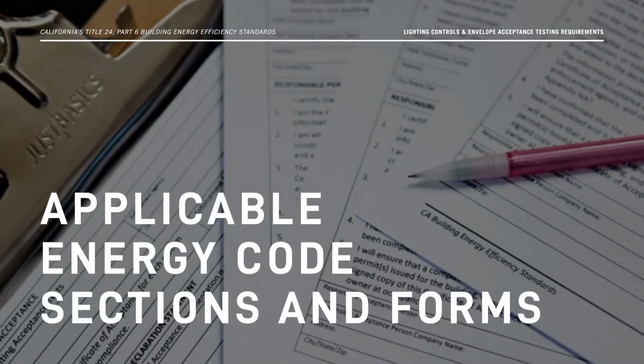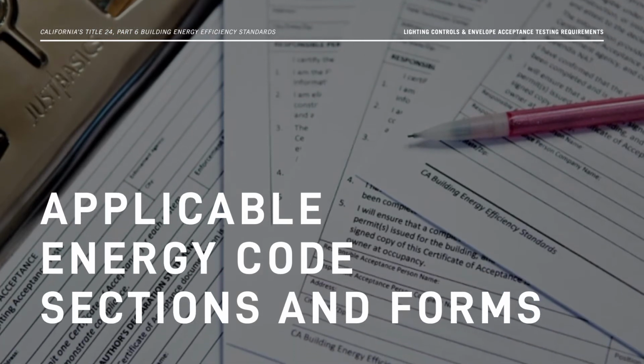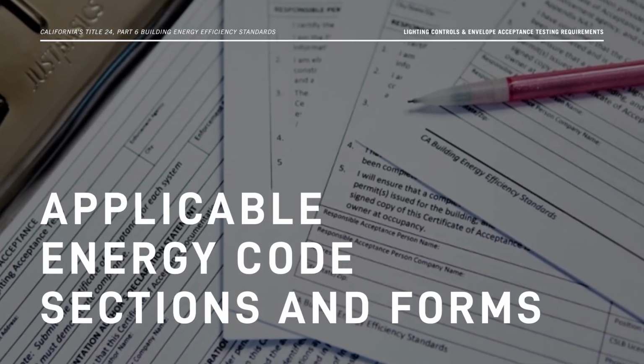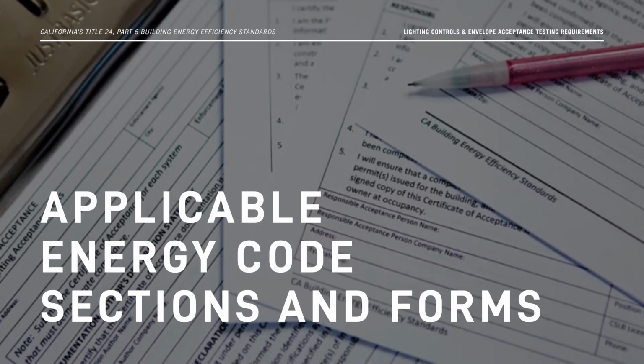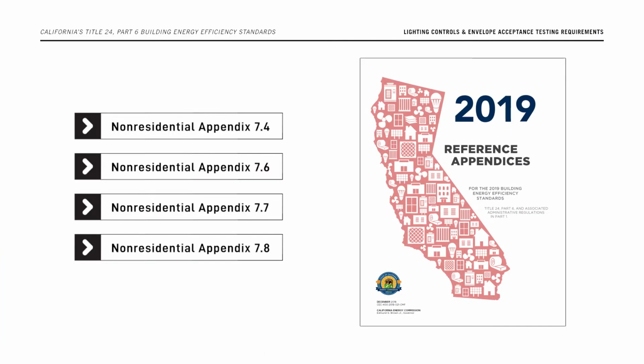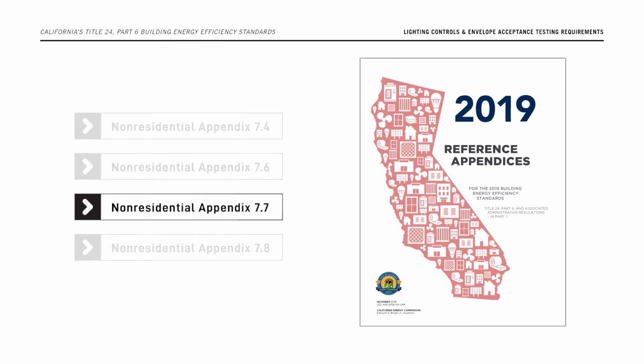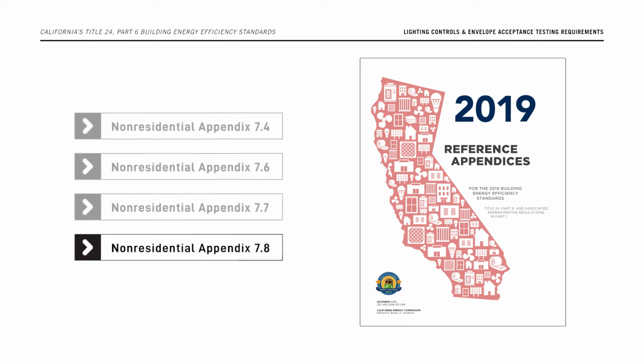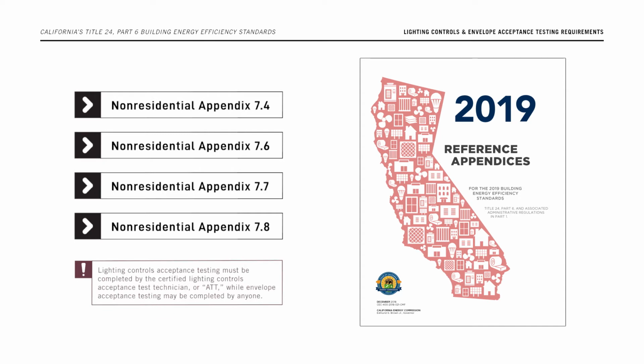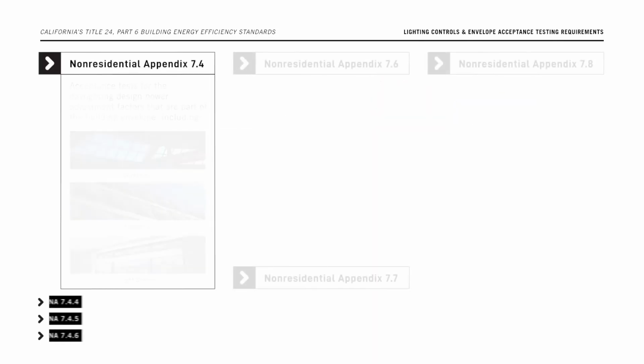Now that we know when and where lighting controls acceptance testing is required, let's take a closer look at the Energy Code sections and compliance documents that apply. Reference non-residential appendices NA 7.4, NA 7.6, NA 7.7 and NA 7.8 cover the acceptance test procedures required, including construction inspections and functional tests. Lighting controls acceptance testing must be completed by the Certified Lighting Controls Acceptance Test Technician, or ATT, while envelope acceptance testing may be completed by anyone.